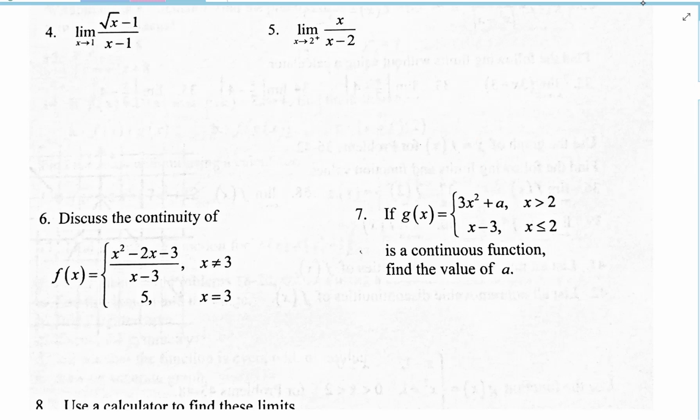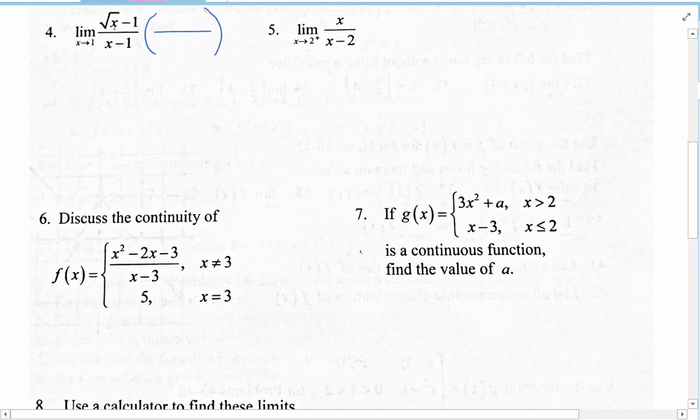Again, if we plugged in 1, we would get 0 in the denominator, also in the numerator, so we can't do that. But we can try to rearrange things. This one's not factorable, but I see that the radical is in the numerator. So I'm going to rationalize the numerator by multiplying by its conjugate. So if it's root x minus 1, the conjugate would be root x plus 1 over root x plus 1.